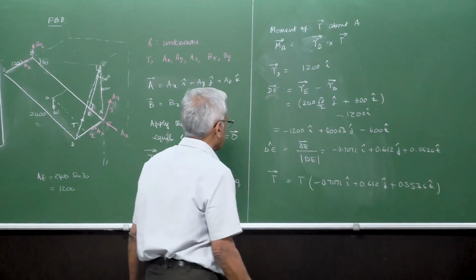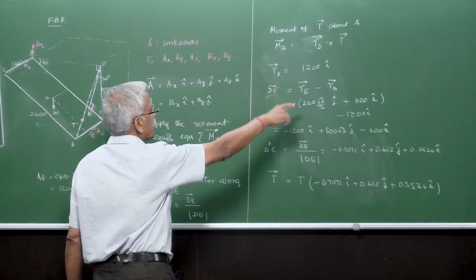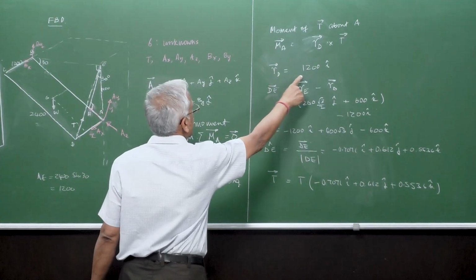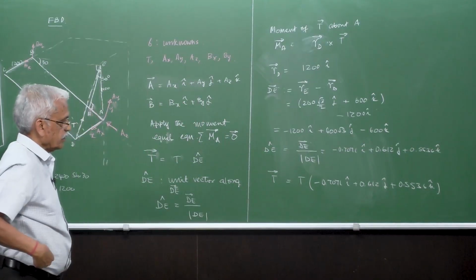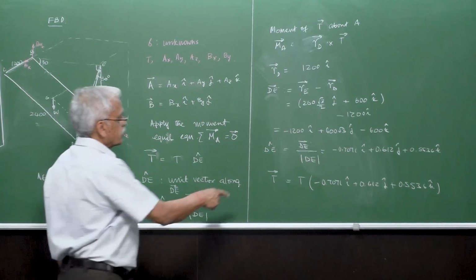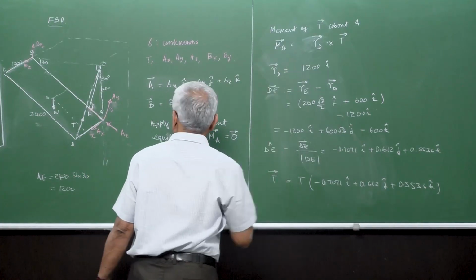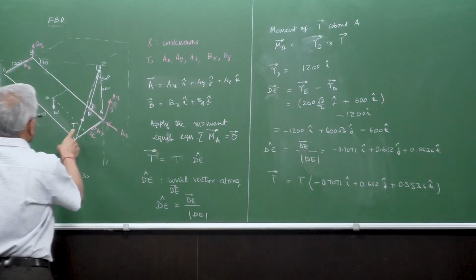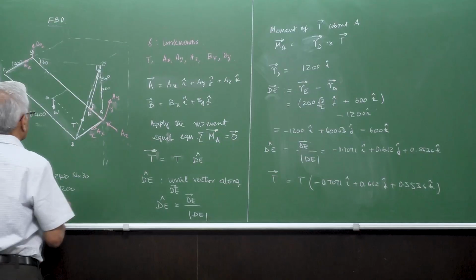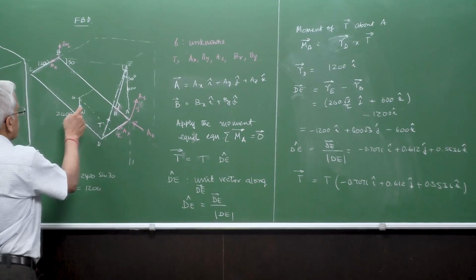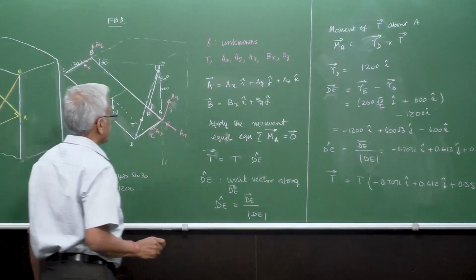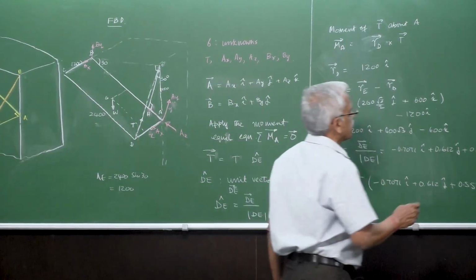So this is the T, and so finally what we have is that we have RD and we also have T expressed as a vector. So if you substitute this into this one, then we will get the moment of this T about this one. Then the other forces are the W itself, the weight here.